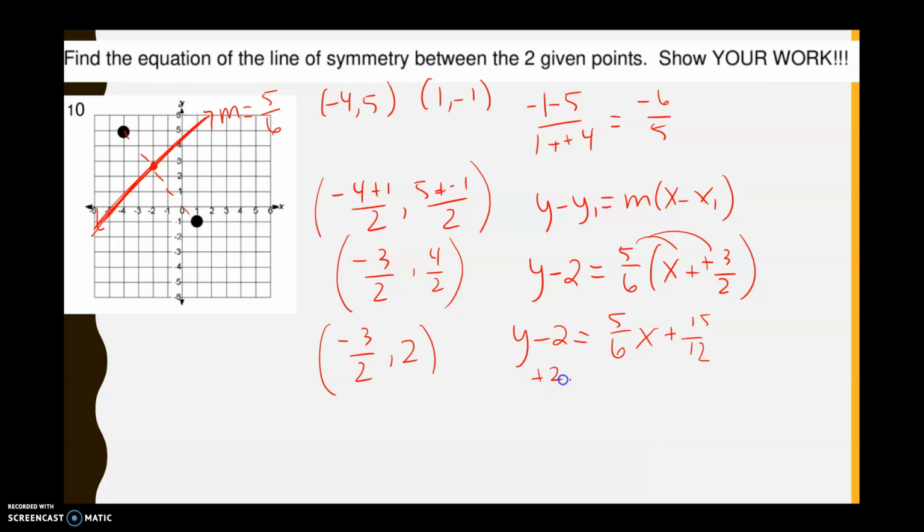And then when I add 2 to both sides, I have to, again, make this into where I have the same denominator. So 2 is the same thing as saying 24 over 12. 24 over 12 is the same thing as 2, and now I have a common denominator. So I get y is equal to 5 over 6x, and then 15 plus 24 is going to give me 39 over 12. But I can simplify this because 3 can go into both of these. So my final answer should say y is equal to 5 over 6x plus 13 over 4.